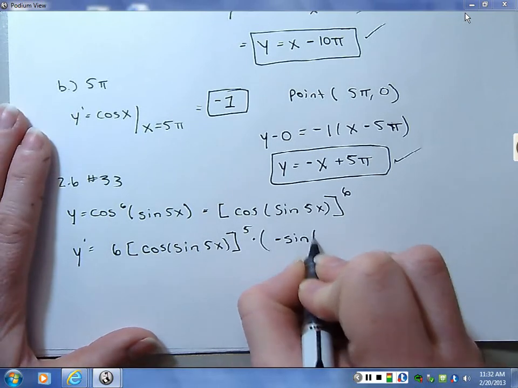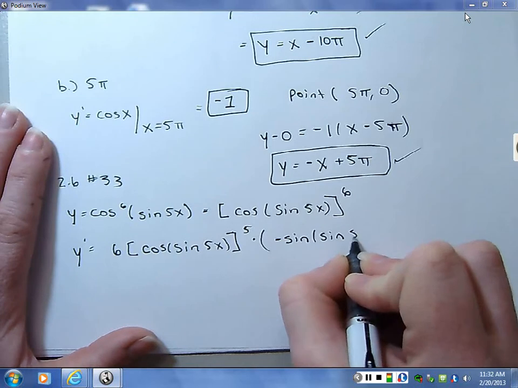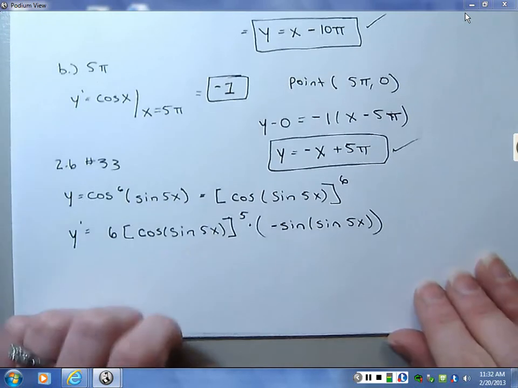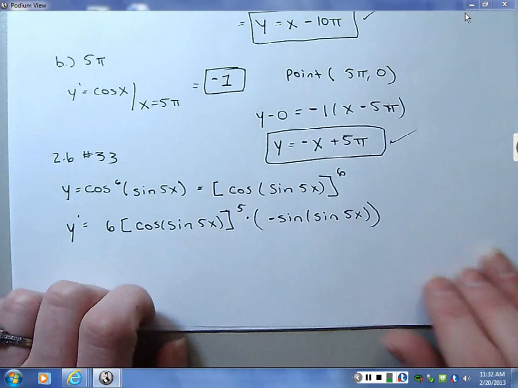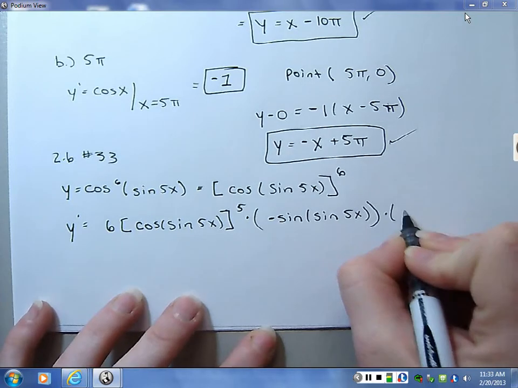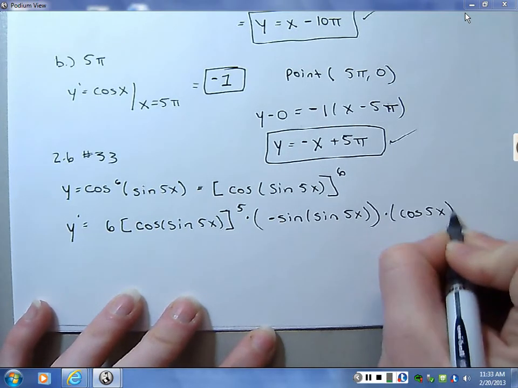Negative sine of 5x. Right? Does everyone see that? Some of you are like, the derivative of cosine is minus sine. So the derivative of the outside would be minus sine, evaluated at the inside. Then I'm going to take the derivative of the inside, the derivative of sine 5x. Good. So then I have cosine of 5x times 5.